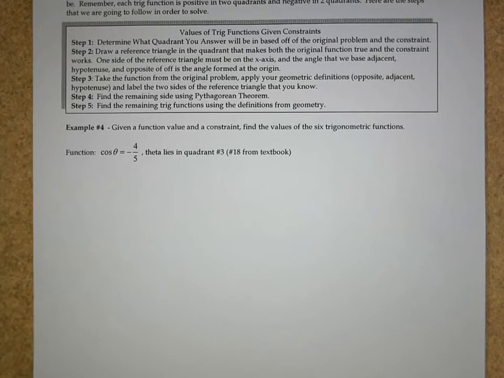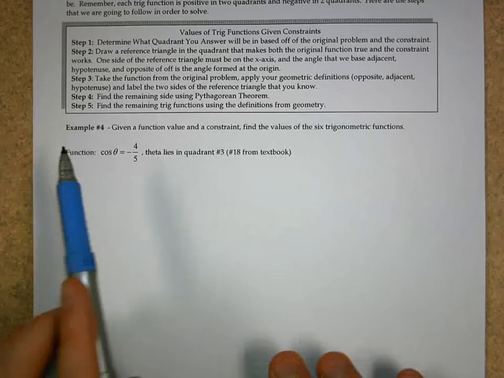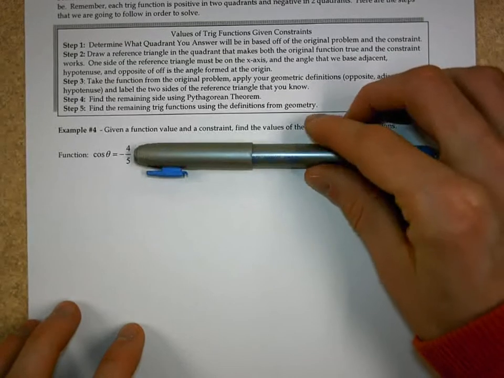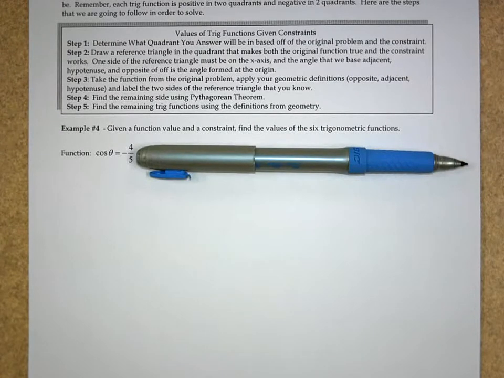The last concept from this section is coming up with a reference triangle that accurately depicts which reference triangle we want. And what I mean by that is if I look at example number 4 here, the cosine of theta equals -4/5. If I don't have this back piece right here and I say find the 6 trig functions given the cosine of theta is -4/5, how do I know if I'm dealing with something in the second quadrant or the third quadrant? Because cosine is negative in both second and third quadrants. So which reference triangle do I use?